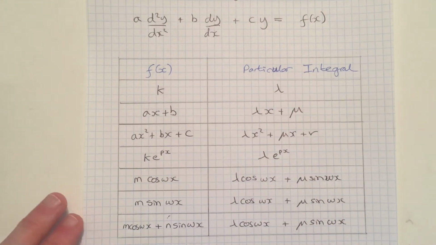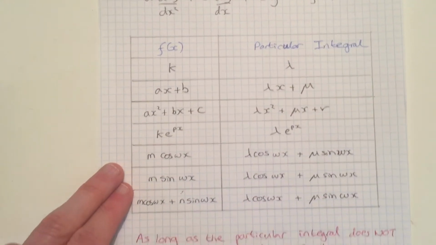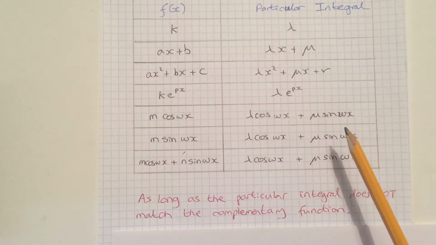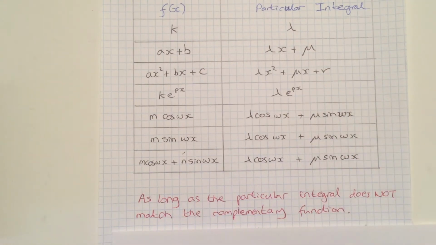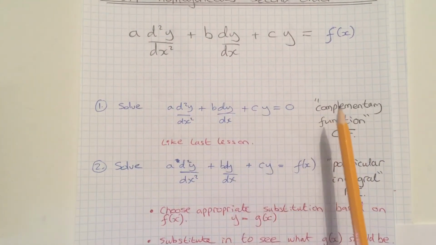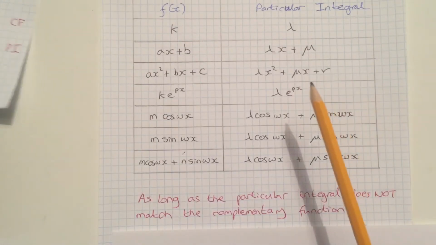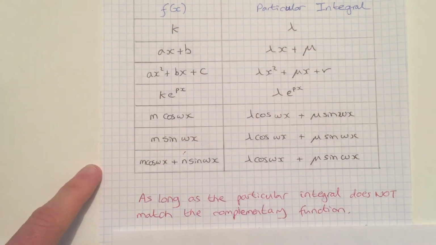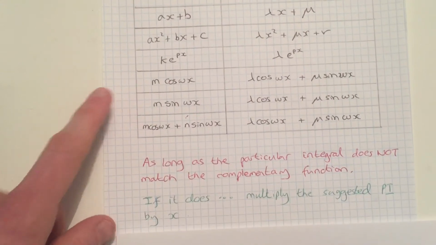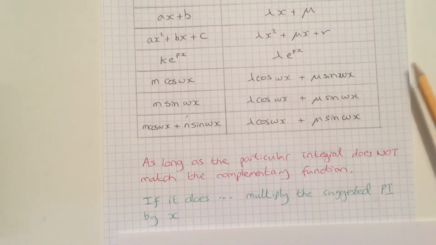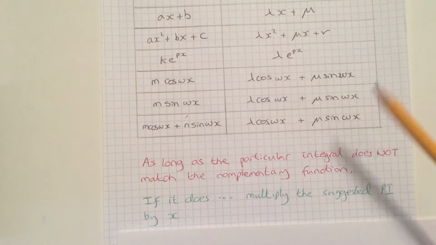There is one little exception that you need to be careful about. The particular integral here must not match up with your solution from the complementary function. So we're always going to work this bit out first, like we did last lesson. If our particular integral does match up with something that we worked out to be the complementary function, then what we would do is multiply our suggested particular integral by x. And I'll go through an example of that in a minute.